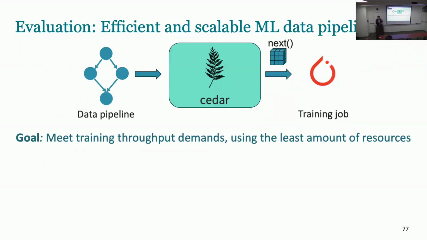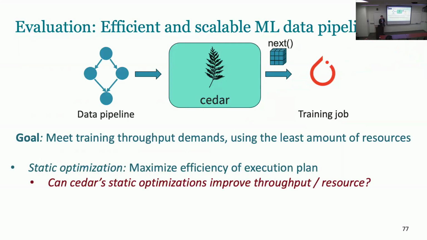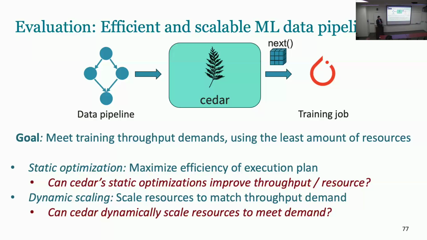So to show that all these techniques result in Cedar meeting this goal of high training throughput using the least amount of resources, I want to quickly walk through two results. First, can these static optimizations maximize the efficiency of this plan in terms of the amount of throughput that each plan achieves given a fixed amount of resources? And then can Cedar dynamically scale these resources to meet the demands of the first set of training jobs?